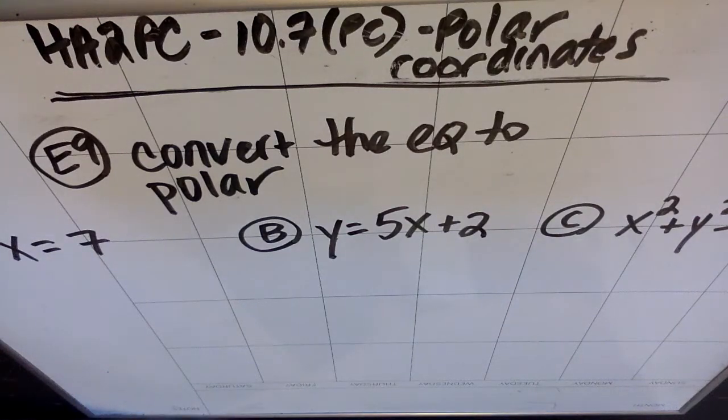This is Honors Algebra 2 Pre-Calculus. We're doing 10.7 in Pre-Calc, which is polar coordinates. In example 9, we're going to convert the equation to polar. Now, this is arguably way easier, and here's my reasoning.